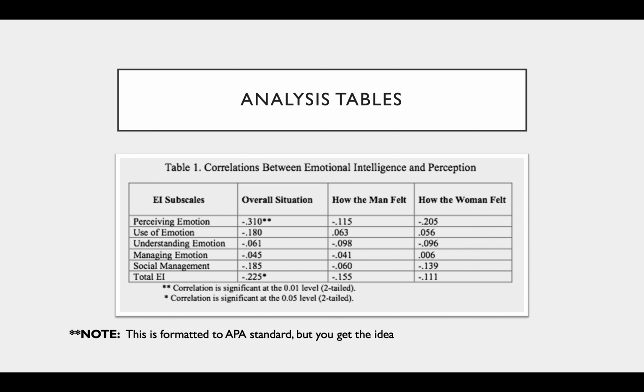Here's just a correlation table. This isn't actually APA formatted in terms of how the table looks, but this just gives you an idea of what a correlation table generally looks like, and how to put the stars in to indicate significance and things like that.